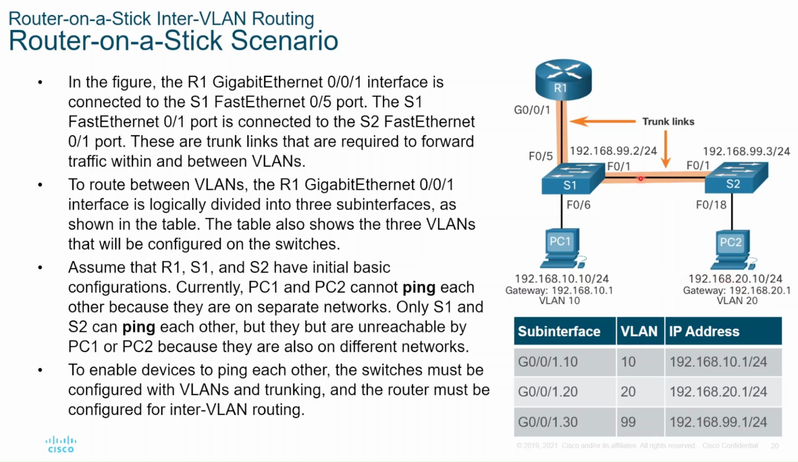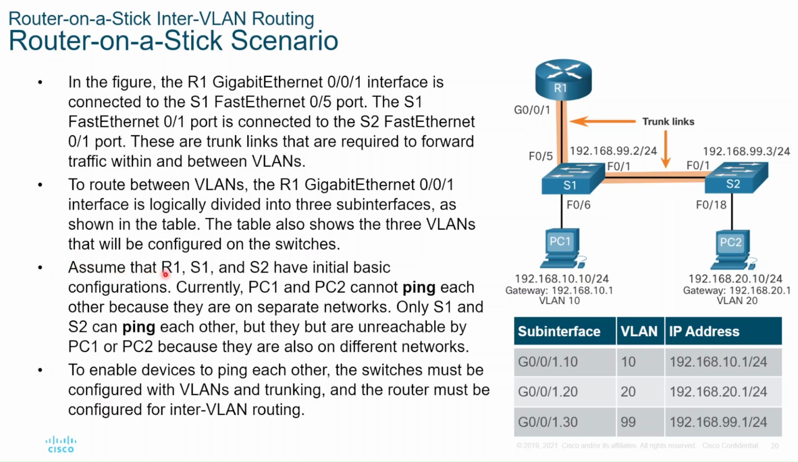We have this trunk in between the two switches, like we did in earlier videos. And now they added a trunk link to the router, because this is what's going to route to the different VLANs. So to route between VLANs, router 1 gigabit Ethernet is logically divided into 3 sub-interfaces. So essentially, this cable right here is going to get divvied up into 3 little cables inside of one big cable, right?